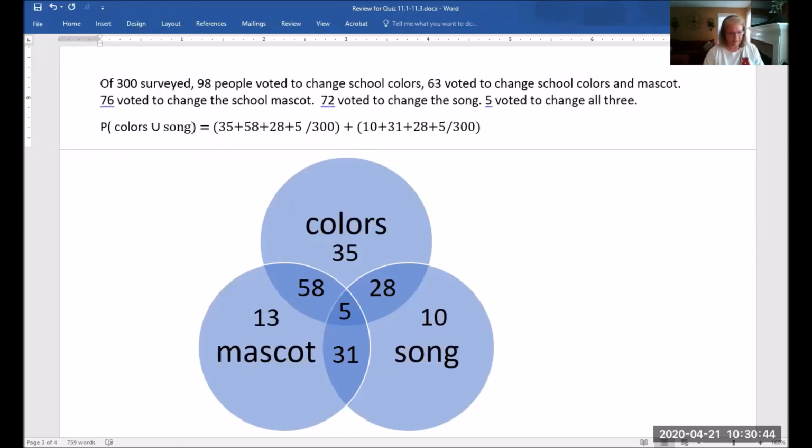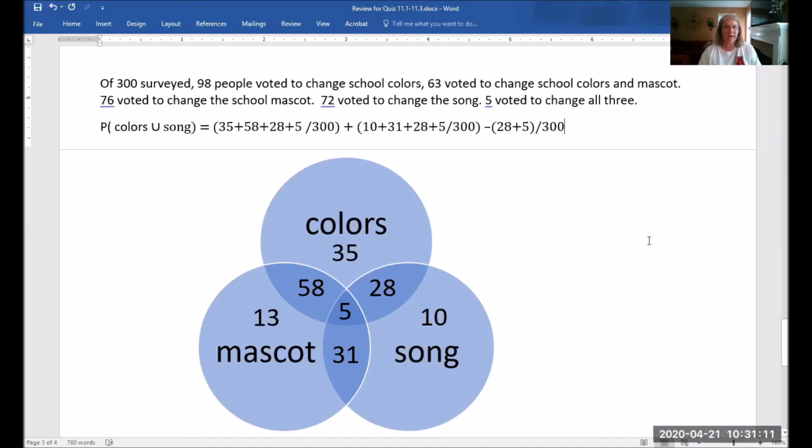Now, here's my question. How many were in both the color and the song? Can anyone tell me what 2 numbers represent both? 28 and 5. There you go. So that's what we're going to subtract. So we're going to do our 28 plus our 5, and we're going to put that over our 300 as well, okay? So now, y'all want me to show you the easy way to do this?